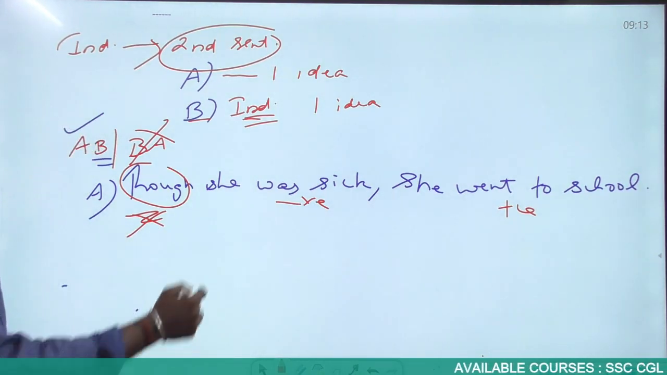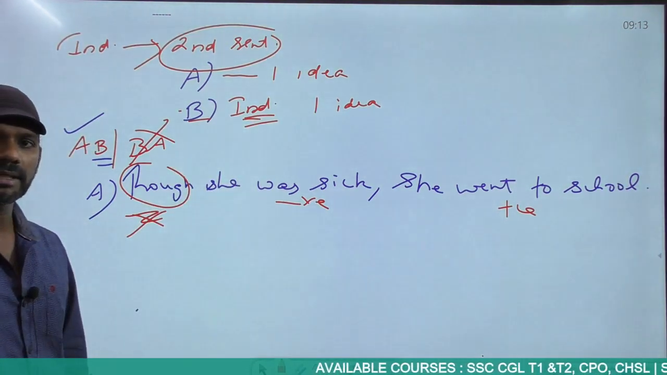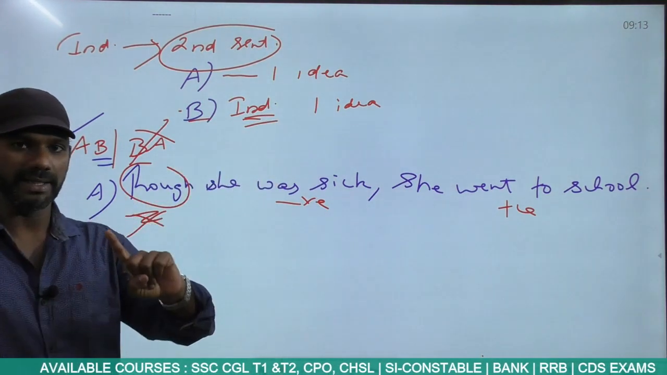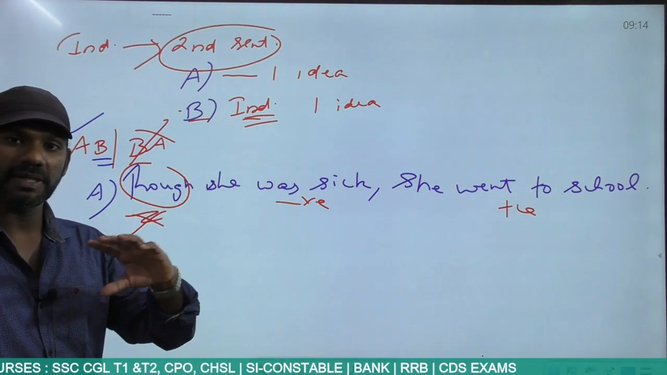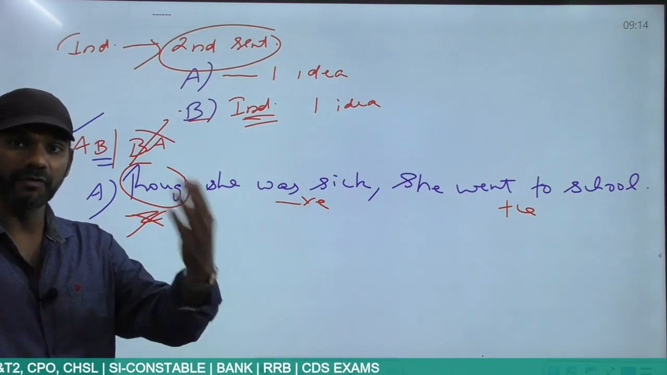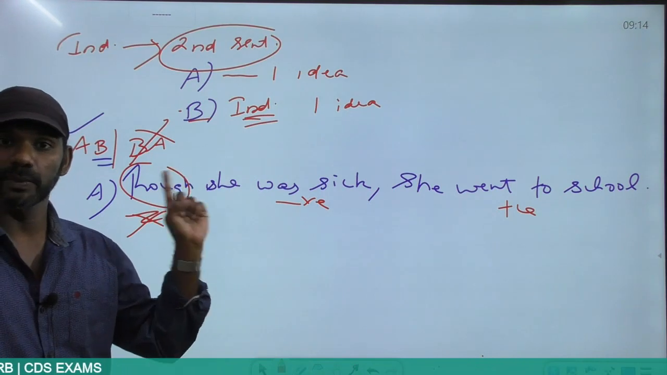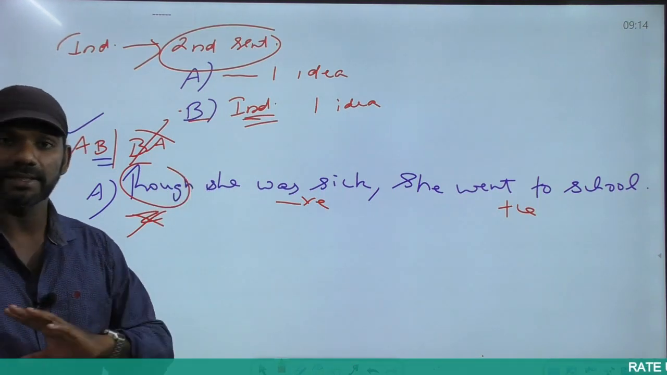Now tell me, can sentence B start the paragraph? No. Sentence B contains an indicator and one idea. So this sentence must be connected to another sentence immediately before it. It means immediately before this sentence, there must be another sentence. So the paragraph cannot start with B. B cannot be the introductory sentence here.